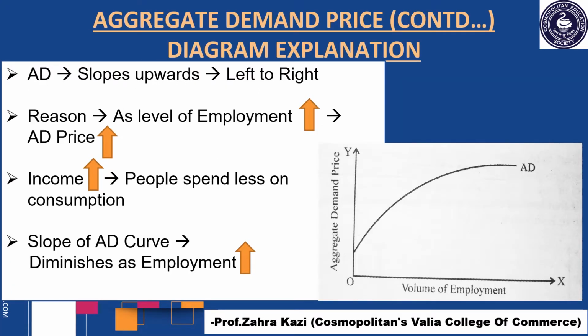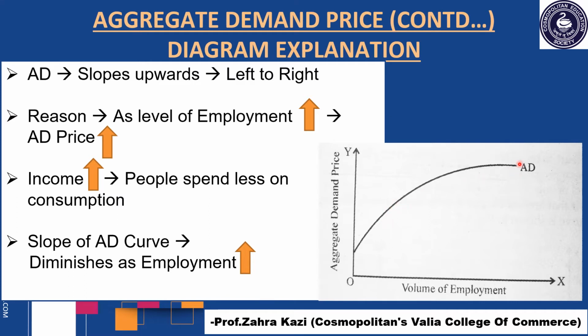Now let's understand the diagram as well as the explanation of it. The x-axis represents the volume of employment, while the y-axis represents aggregate demand price. This is the aggregate demand curve. If you look at the curve, you will understand that it slopes upwards from left to right. Why? The main reason is as the employment increases, the aggregate demand price also increases. However, when the income increases, people tend to spend less of their income on consumption goods, correct? Why? Because they will also like to save or invest. So thus, as output and employment increases, the aggregate demand price rises.